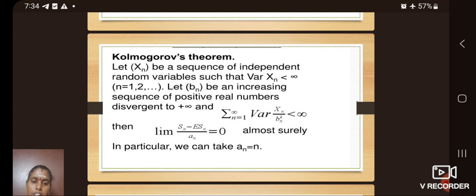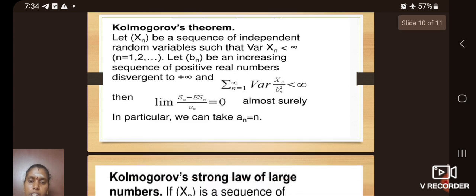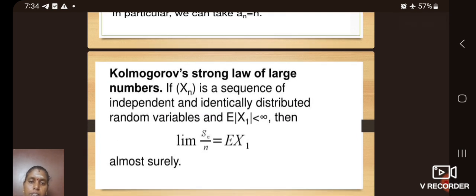Next we see the important theorem, Kolmogorov theorem. Let Xn be a sequence of independent random variables such that the variance of Xn is less than infinity, and let bn be an increasing sequence of positive real numbers divergent to plus infinity. If we have summation of variance of Xi by bi square less than infinity, then limit of (Sn minus E Sn) by bn equals 0 almost surely. In particular, we can take bn equal to n.